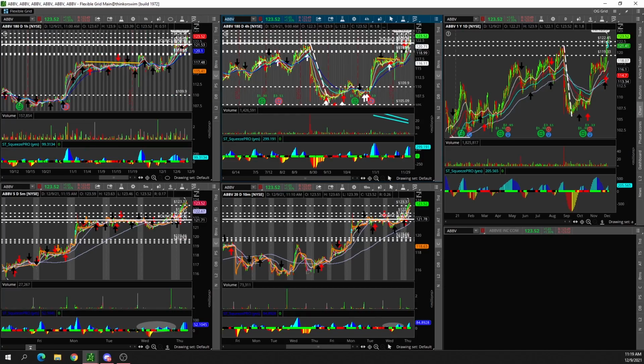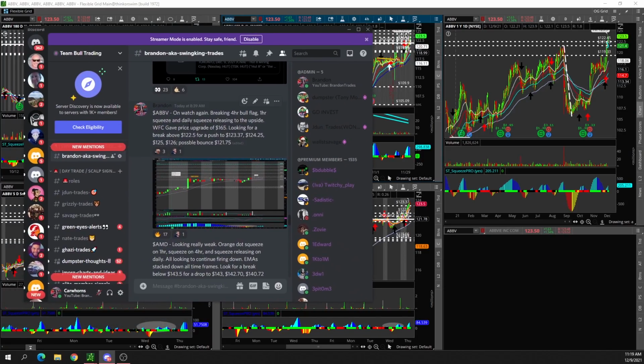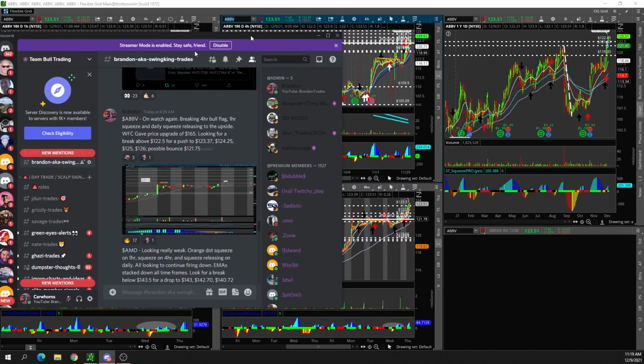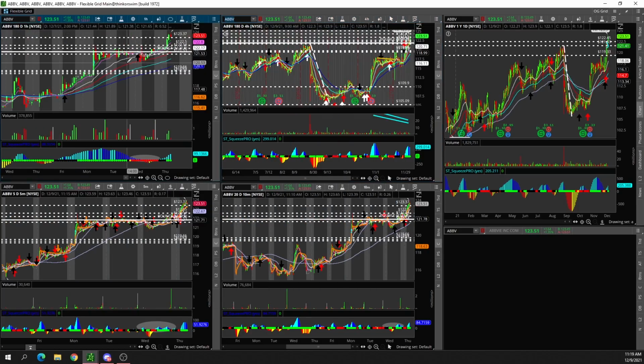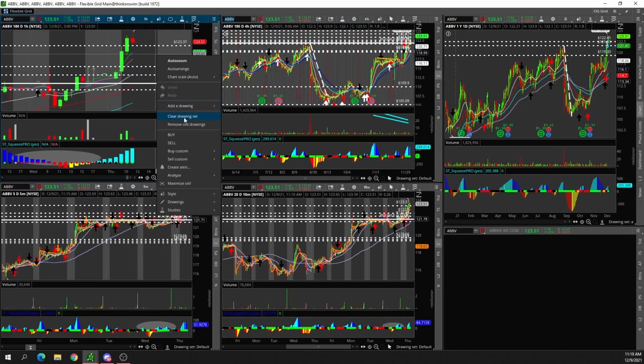I also said today, watch ABBV. So if we look at my little pre-market list right here, ABBV on watch again, breaking 4 hour bull flag, 1 hour squeeze, and daily squeeze releasing to the upside. Wells Fargo gave a price upgrade of 165, looking for a break above 122.5 for a push to 123.37, 124.25, 125, 126.